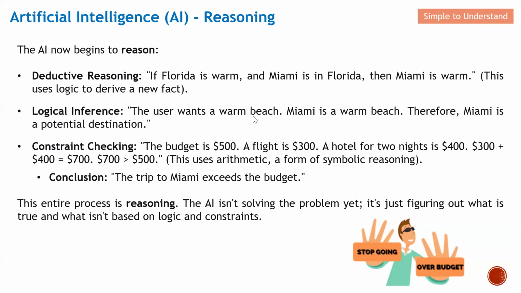The user wants a warm beach, so Miami is a warm beach. Therefore Miami is a potential destination. This is basically under reasoning and inference.